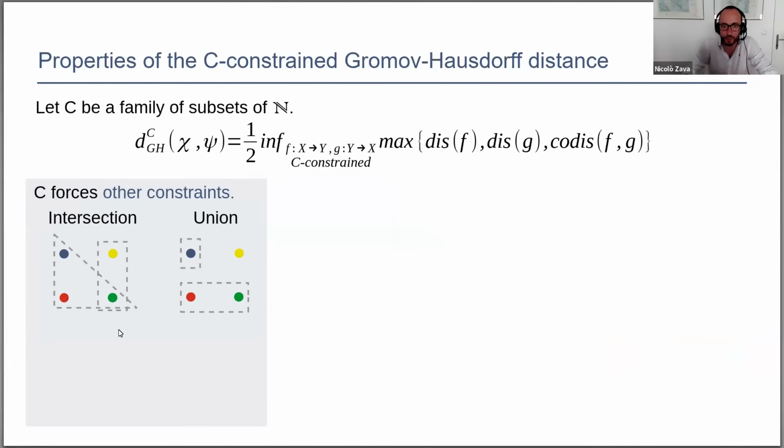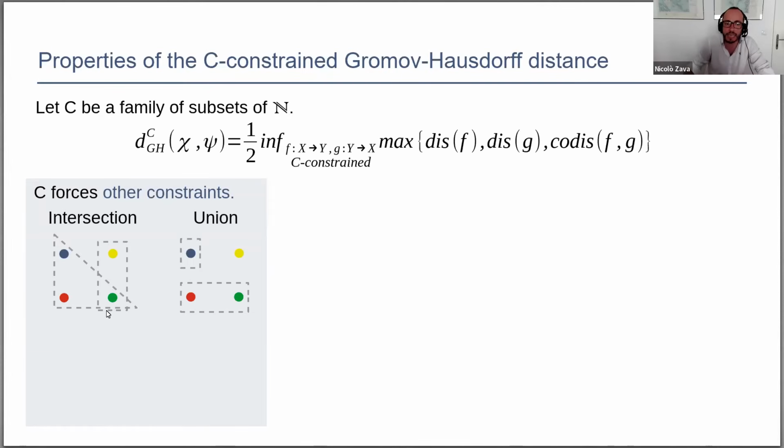As for computations, let me quickly go through some more general properties of the C-constrained Gromov-Hausdorff distance. So you have this constraint set. I haven't talked a lot about it. You have a lot of freedom in choosing it, depending on your particular needs. But we have to notice that some constraints are implied. You choose a set of constraints, and maybe it's not fully describing the strength of that constraint set.